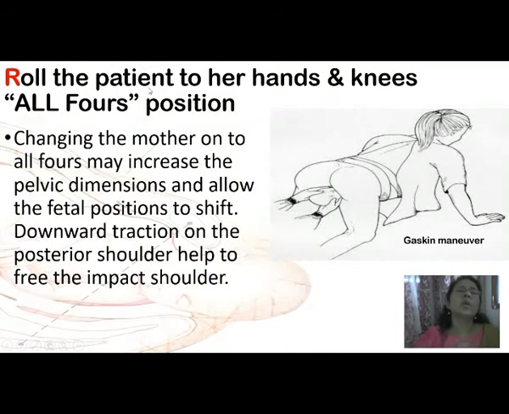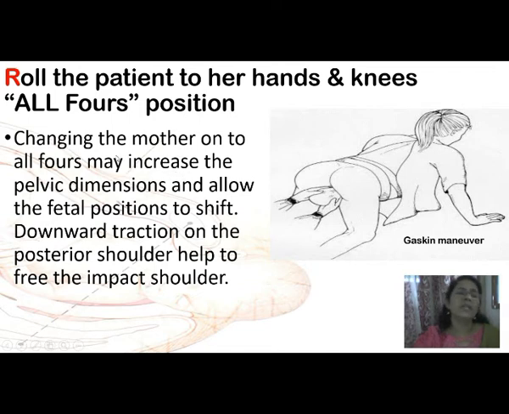Next is to roll the patient to her hands and knees. That is the all-fours position. The final step is the all-fours position. If the other steps have failed, then we can use the all-fours position. That means the patient is on all fours.